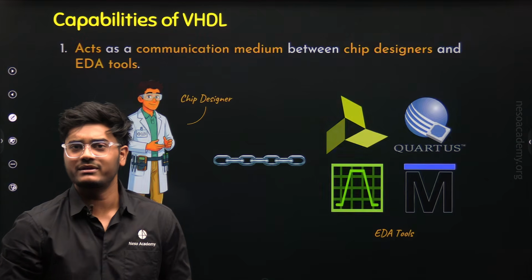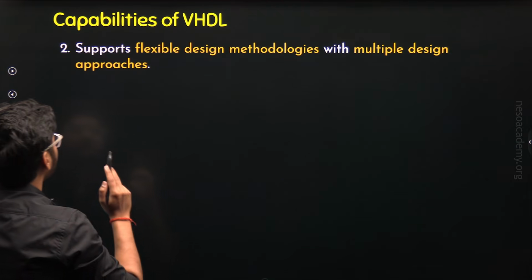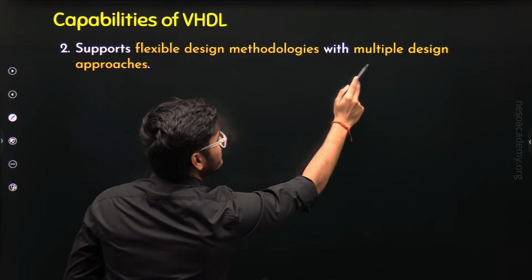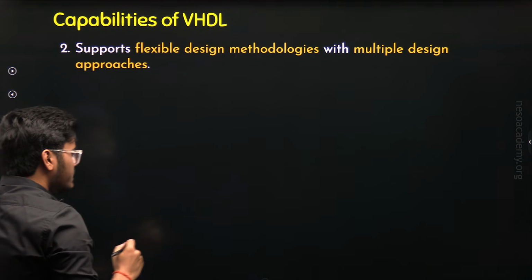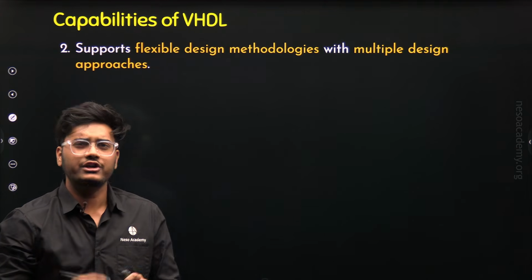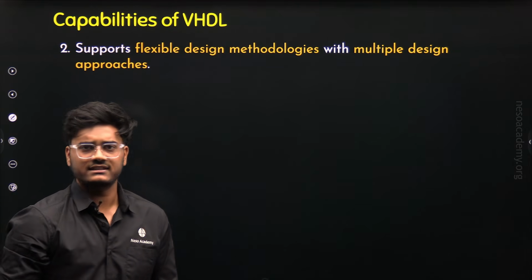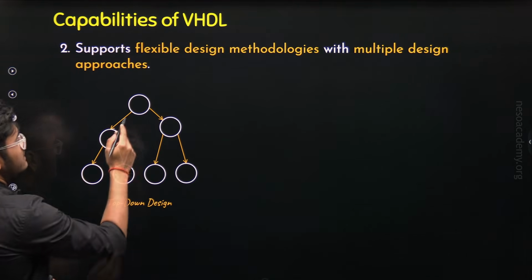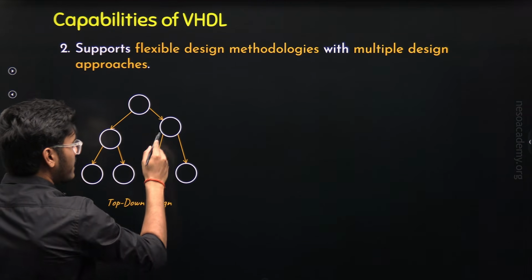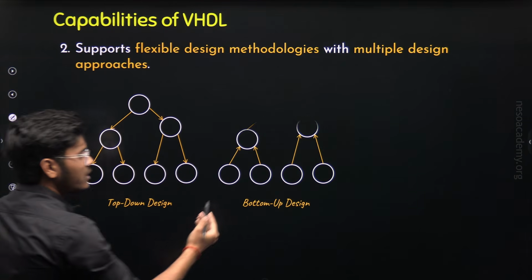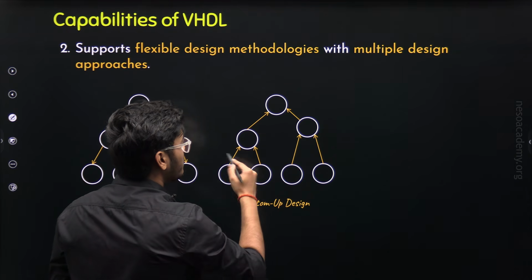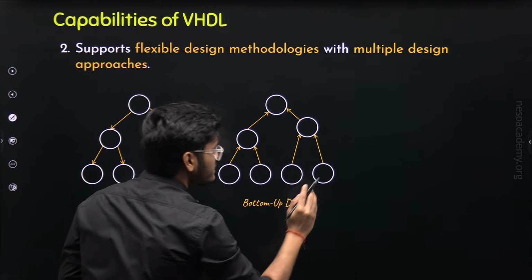Let's see the second capability of VHDL. VHDL supports flexible design methodologies with multiple design approaches. Now, using VHDL, we can design systems in different ways or using different methodologies, such as top-down design. Start with a big idea, then break it down into smaller components step by step. Then we have bottom-up design. Start designing the smaller components first, then combine them together to create a full system.